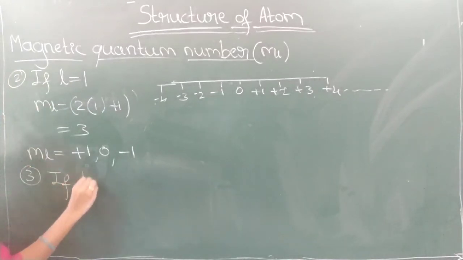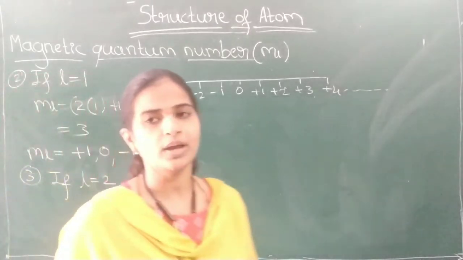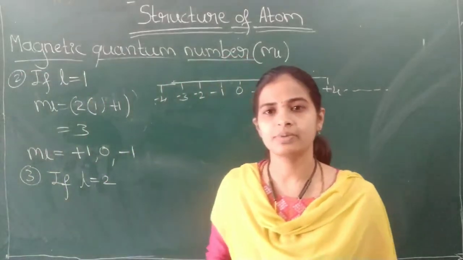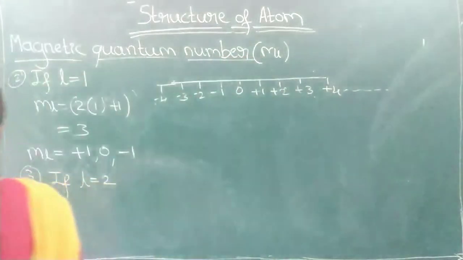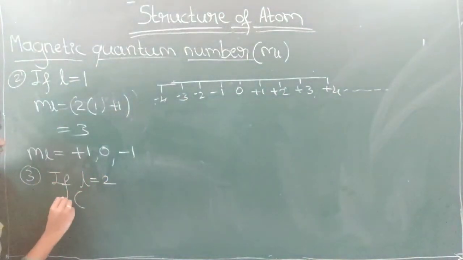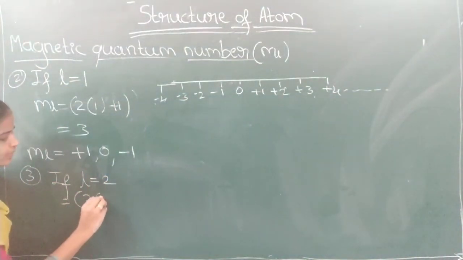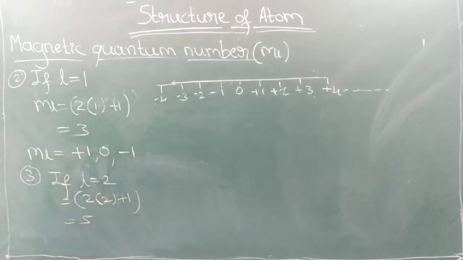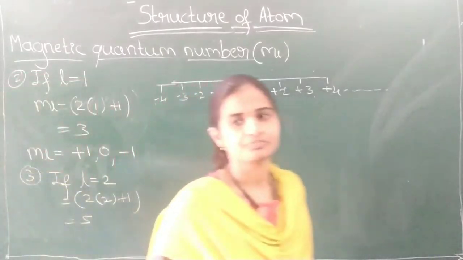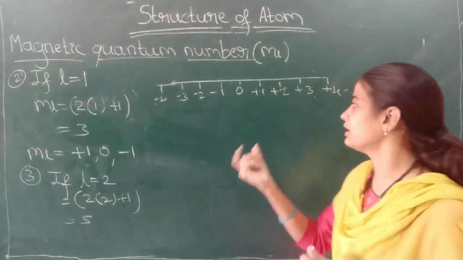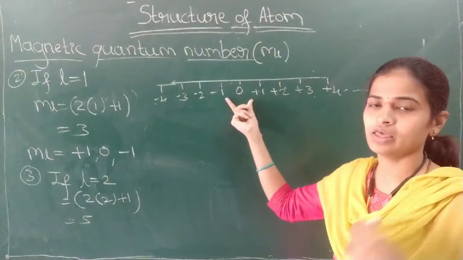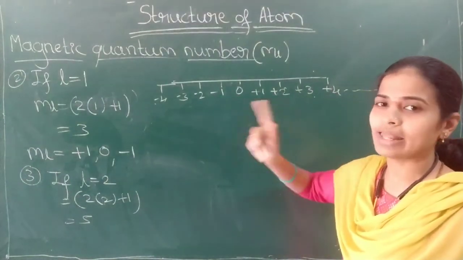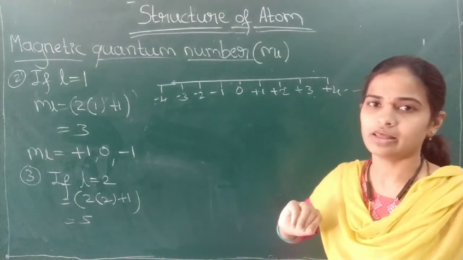If L is equal to 2, what are the possible values of magnetic quantum number? You write it down. Substitute L is equal to 2 in the 2L plus 1 formula. 2 2s are 4, 4 plus 1 is 5. Now tell what are the possible values of magnetic quantum number? 5 means odd number, middle one 0. If you remove one value from 5, only 4 values are left out.